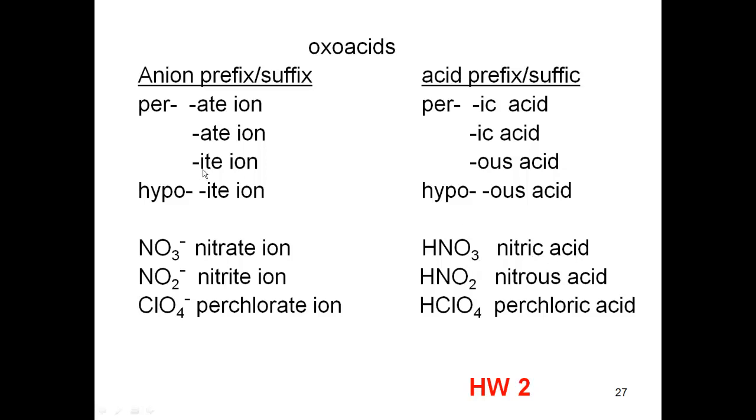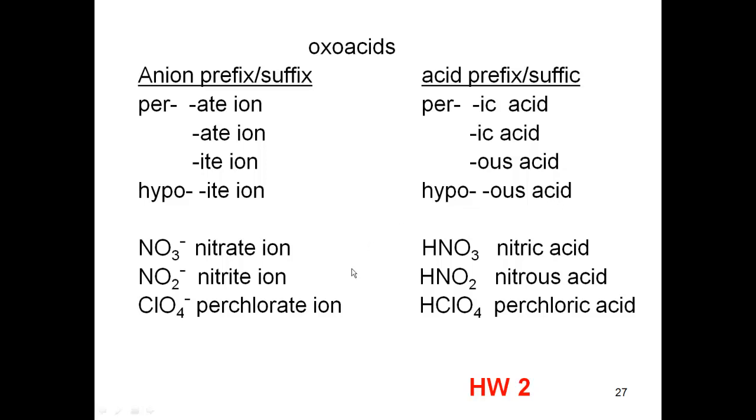I have the ite ion. The difference here, instead of changing to ic, we're going to change ite to ous. Example, nitrite ion, NO2 minus, add the hydrogen, now it's HNO2, it's nitrous acid. Nitrous acid. Hypoite ion happens the same way, except we change the ite to ous, so you get hypo-ous acid.